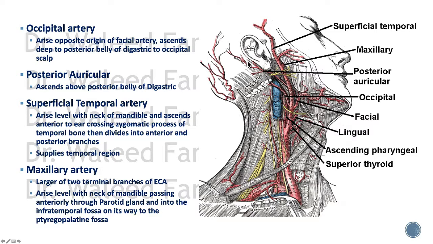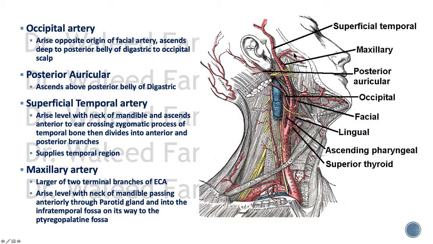Okay? The two terminal branches: the superficial temporal, as it ascends in front of the ear, and it crosses the zygomatic process of the temporal bone, going upwards and actually divides eventually into anterior and posterior branches, and this division is opposite a very important area in the skull called the pterion. We will study it later.